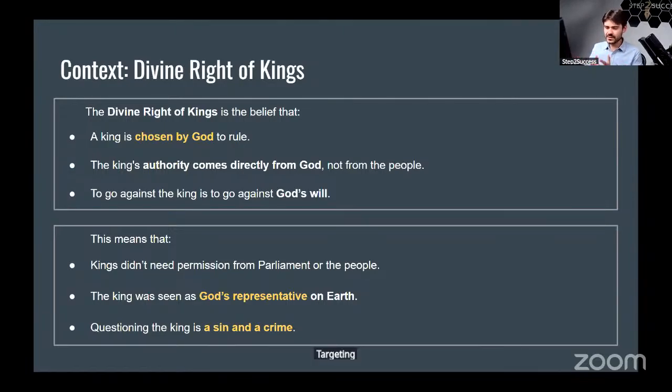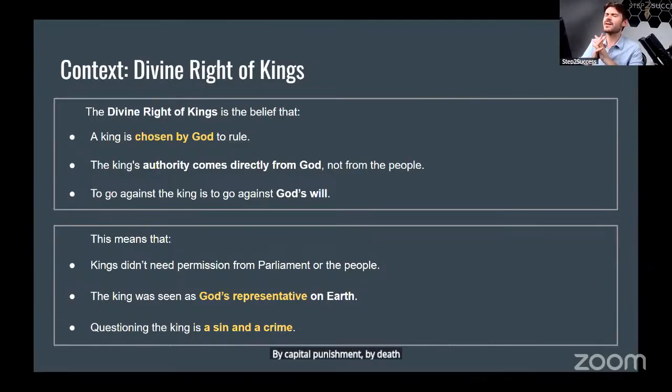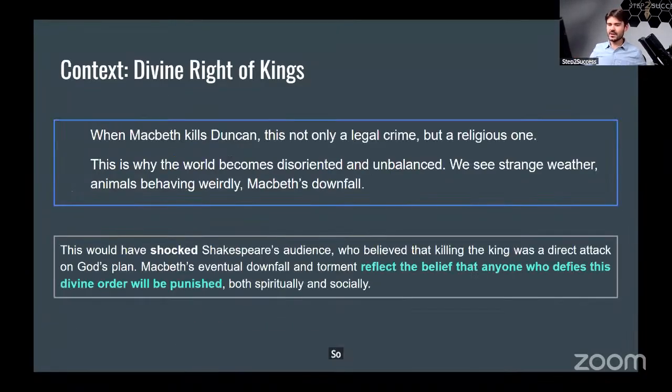Targeting the king was a sin. It was a crime. It was a legal crime to do this, and it would be punishable by capital punishment, by death, to even think about going against the will or orders of the king. So, when Macbeth kills Duncan, this is not only a legal crime because he murdered him, it's a religious one. This is why the world becomes disorientated and unbalanced.